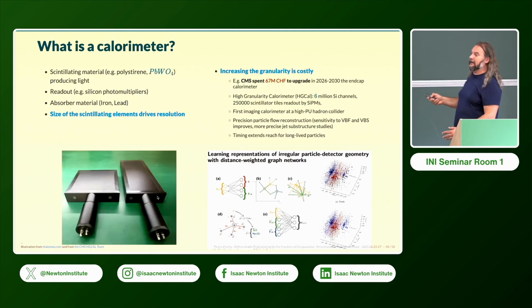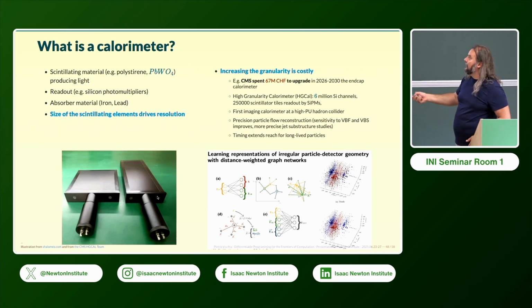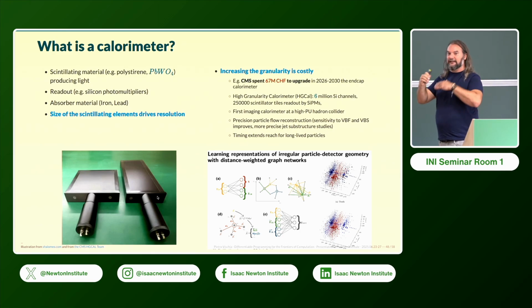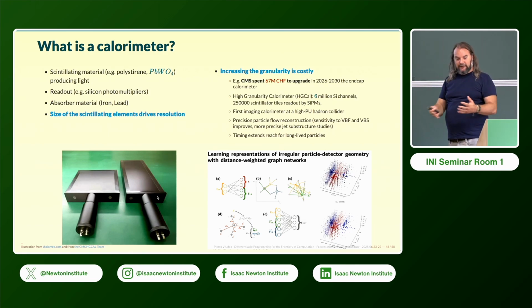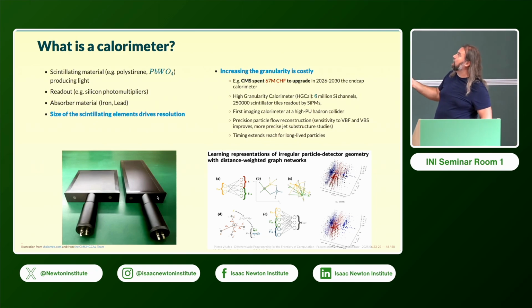The calorimeter is basically made of some active material that is plastic, we call it scintillating material, that produces light when a particle leaves its energy. Then we also have some absorber material between scintillating parts to keep the showers within the calorimeter. For each of the slabs of scintillating material, we have one photomultiplier that reads out the signal. So the resolution is driven by the size of the scintillating material. In the CMS experiment, we just spent 70 million francs to increase the granularity, so to have smaller scintillating elements and a lot of photomultipliers to read them out.